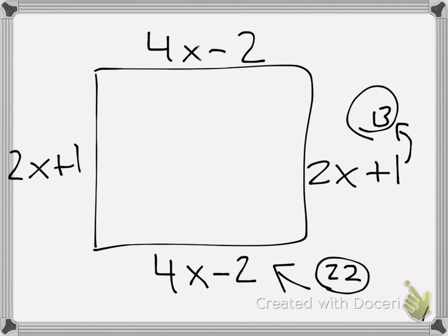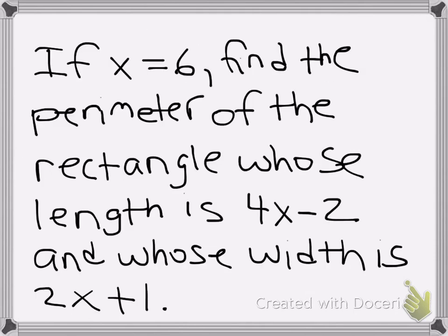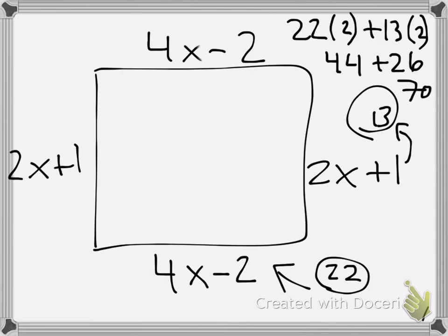And when we're doing perimeter of any figure, that means adding up all the sides. So we're going to add up 22 plus 22 plus 13 plus 13, or 22 times 2 plus 13 times 2. 44 plus 26 gives me 70. So I don't know if they labeled this as units, which it doesn't look like they did, so you could just put 70 units or just 70 if they don't label it with a unit.